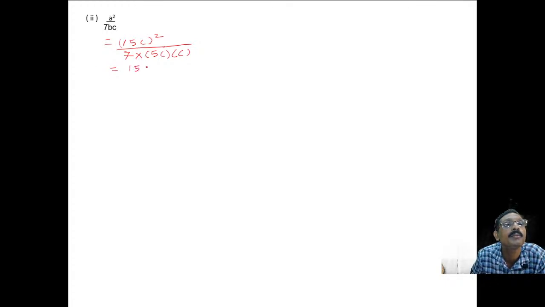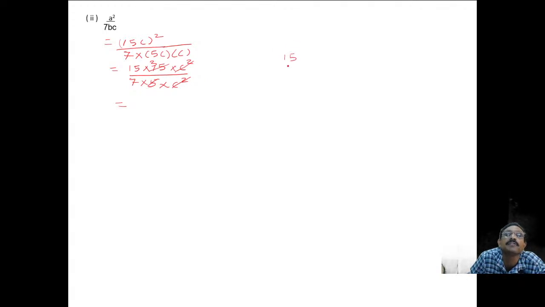15c into c square, which is equal to 7 into 5 into c into c. That gives me how much? c square. So this c square is gone. What I get here, if you see, 5 ones are 5, 5 threes are 15, which is equal to 15 threes are. Let us multiply and see.